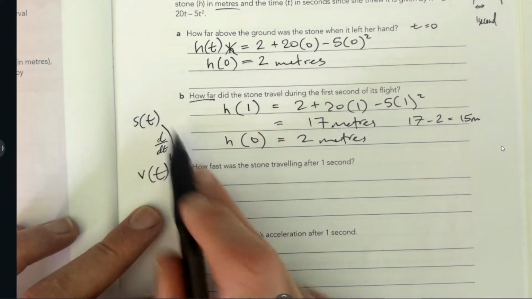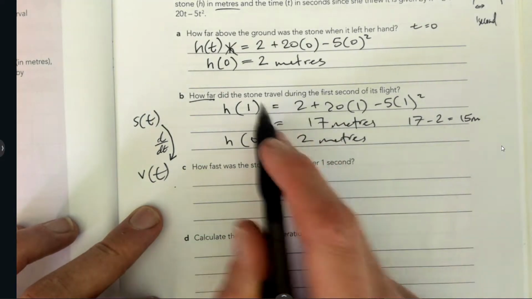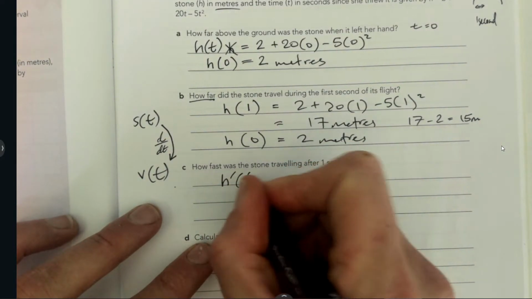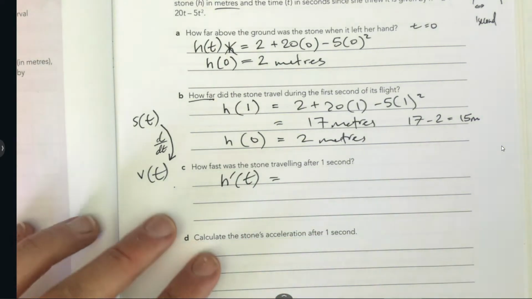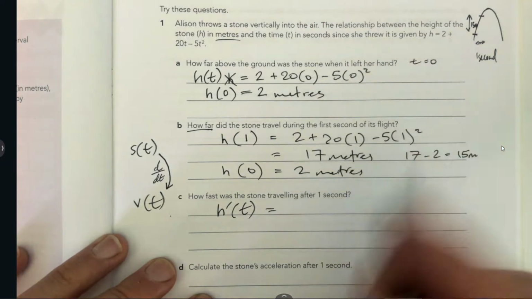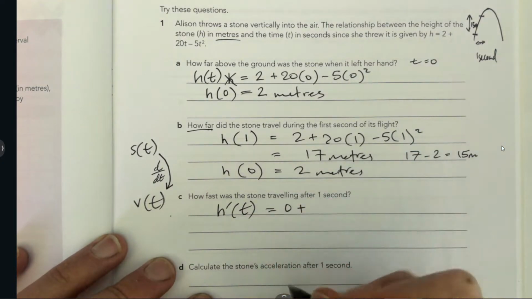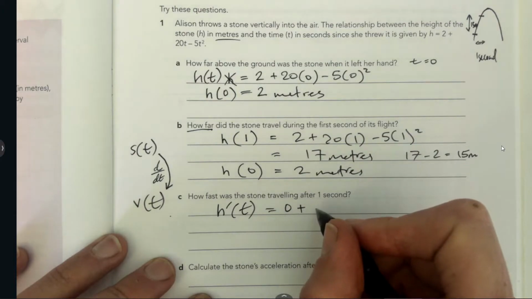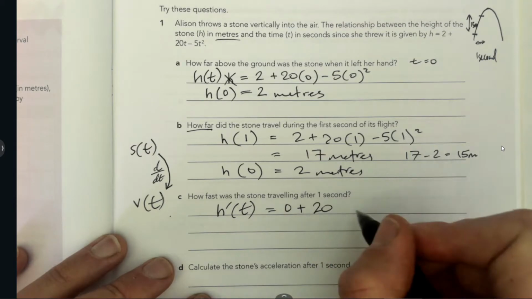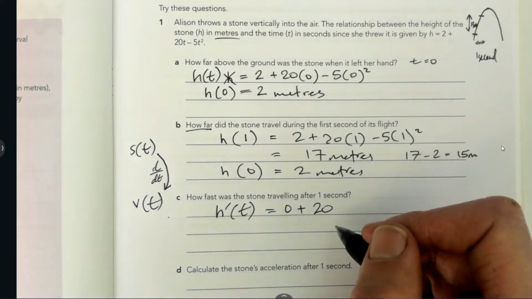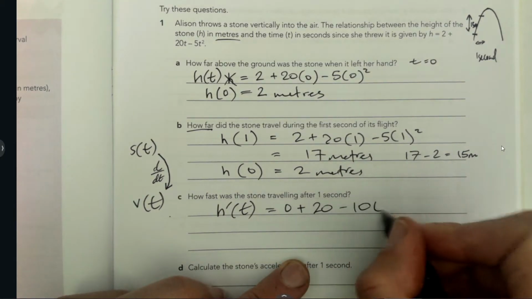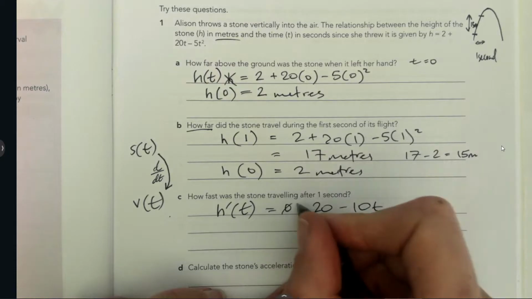To get from that to that, we're going to have to differentiate. We take our height equation and differentiate it, so h dash of t. Let's get our original function. The 2 disappears, becomes a 0, plus, differentiation, it's been a while since we've done it. For 5t squared, we take 1 from the power and multiply by the power: 20 minus 10t. Okay.